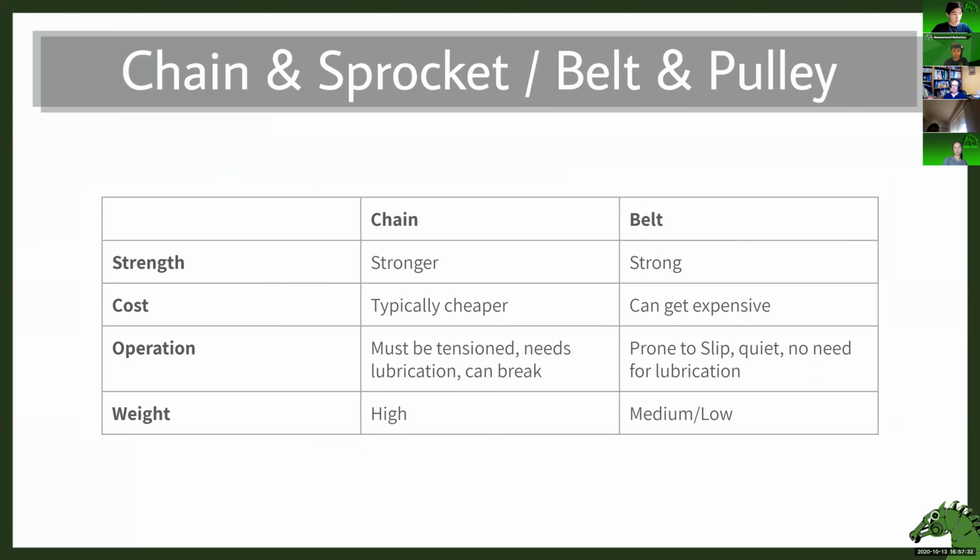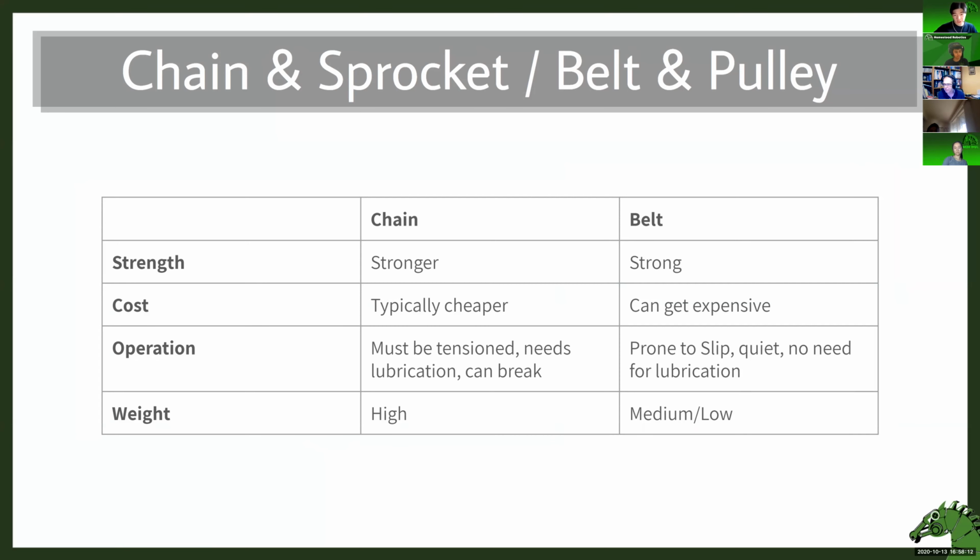Okay, so this is the comparison between chain and sprocket versus belt and pulley, since this is something I hear a lot of times, like, why would you use a belt and pulley over chain and sprocket, or the other way? There's a time and place for both of them, but they're both generally interchangeable. A chain or a belt is strong, but a chain is stronger in some cases. The chains are typically cheaper, but that's not a fact. Belts can be on the expensive side, but that's also not a fact. But this is just in general.